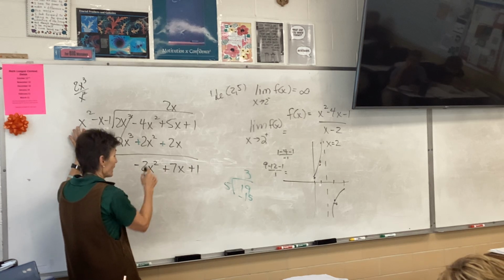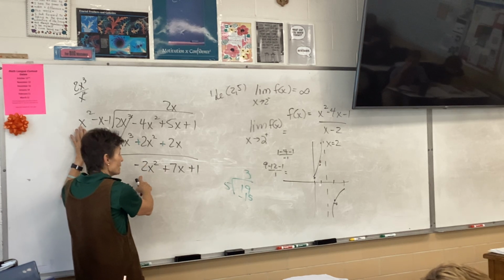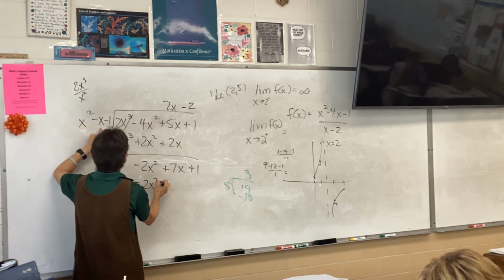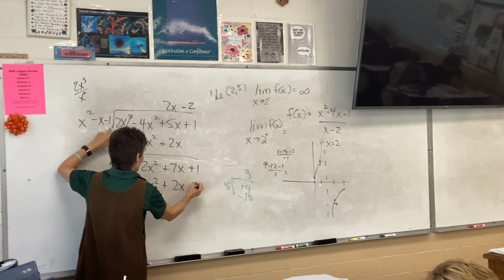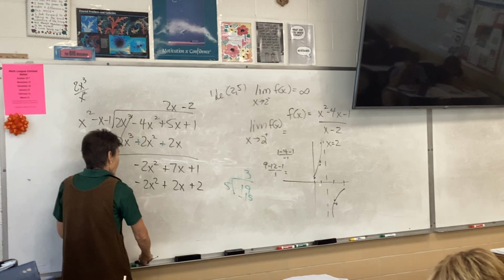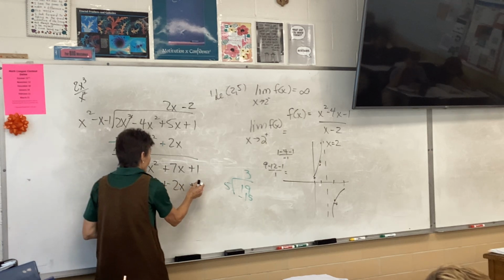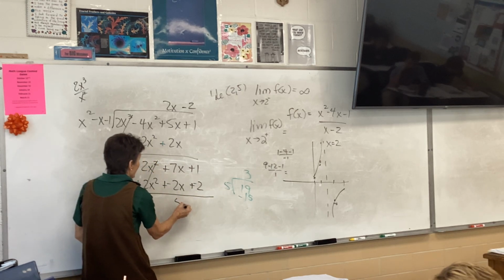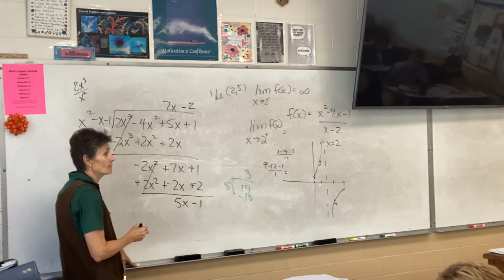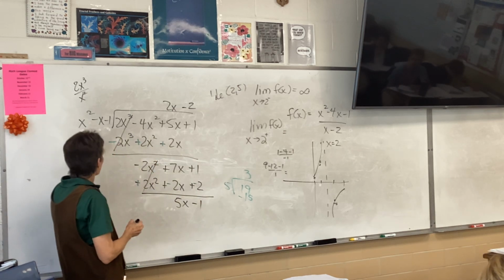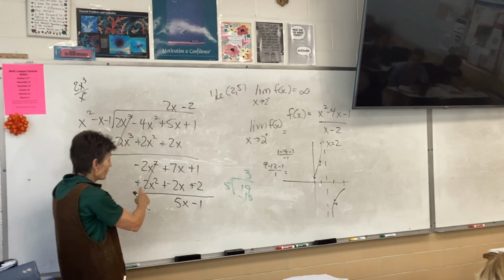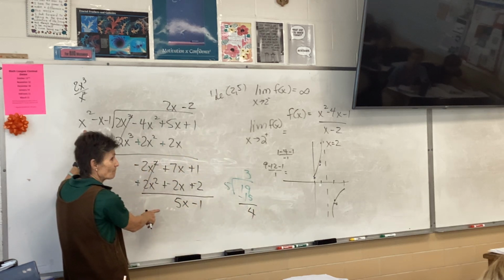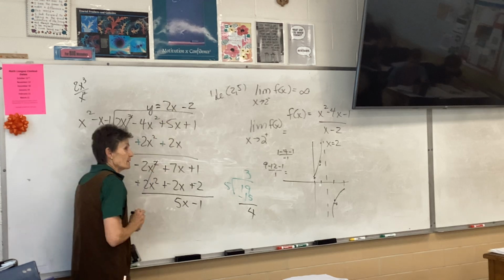I've got an x squared, I need a negative 2x squared, so minus 2. So minus 2x squared plus 2x plus 2. Now, I'll go ahead and subtract, although this part isn't really necessary. Those go away, and I have 5x minus 1. Now, that's my remainder, because this is bigger than that. So it's like over here, this is bigger than that, so I'm done. That's my remainder, same thing here. So my slant asymptote is right there.